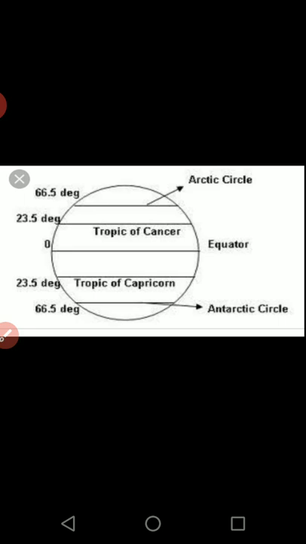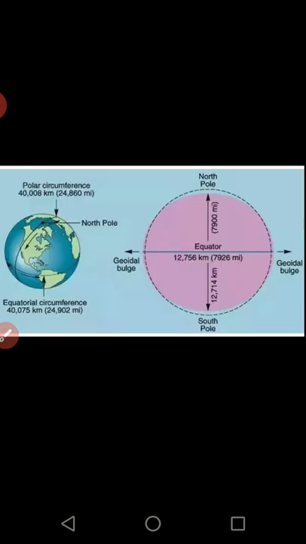Similarly, the North Pole. Likewise, when we start moving from the equator towards the northern and southern poles, we find that the temperature is reducing. This reduction is very strongly found at these latitudes, right? So from these latitudes the changes occur in the temperature conditions. Hence these latitudes are very important.